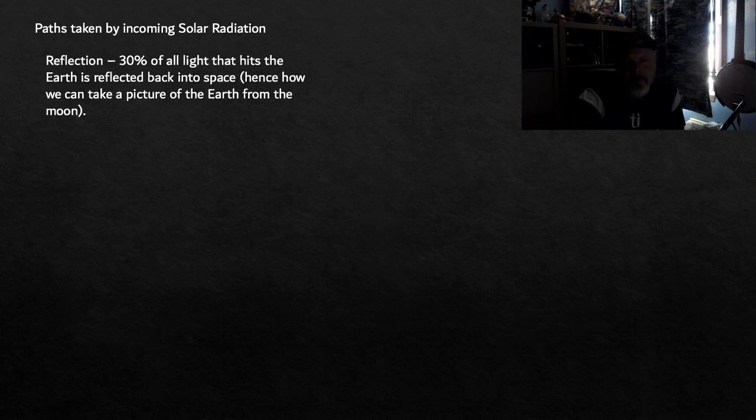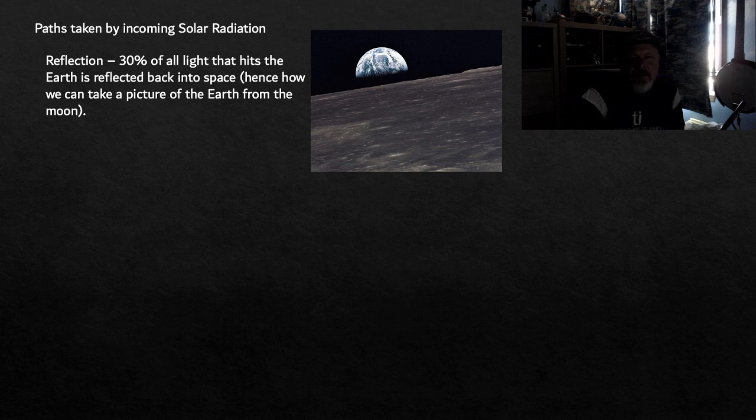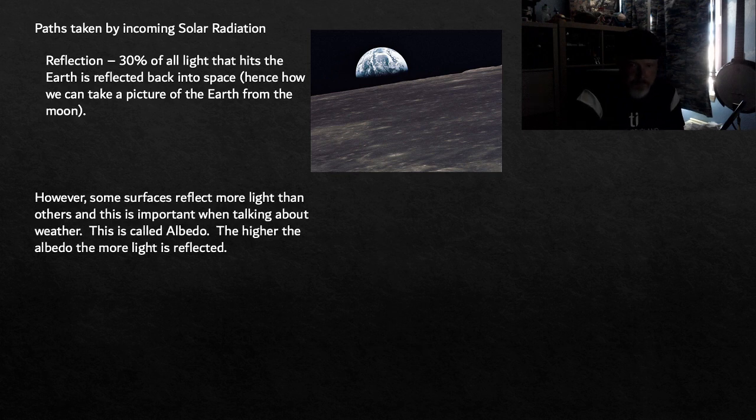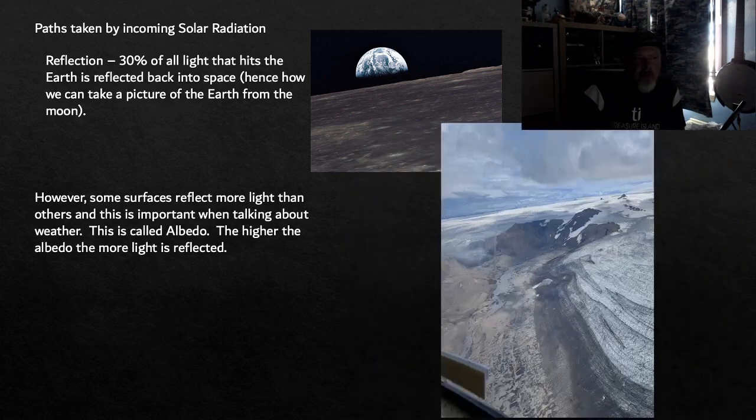Then there's reflecting. 30% of all the light that hits the Earth is bounced back. But we can still use that 30%. The Earth is pretty bright when you go to the moon. However, some surfaces are more reflective than others.